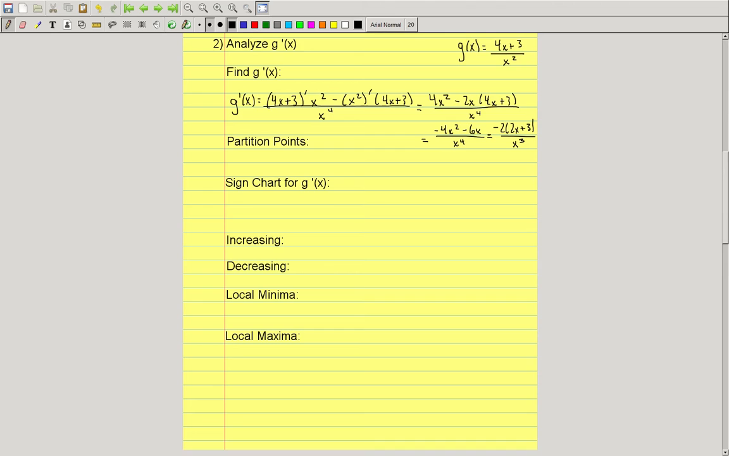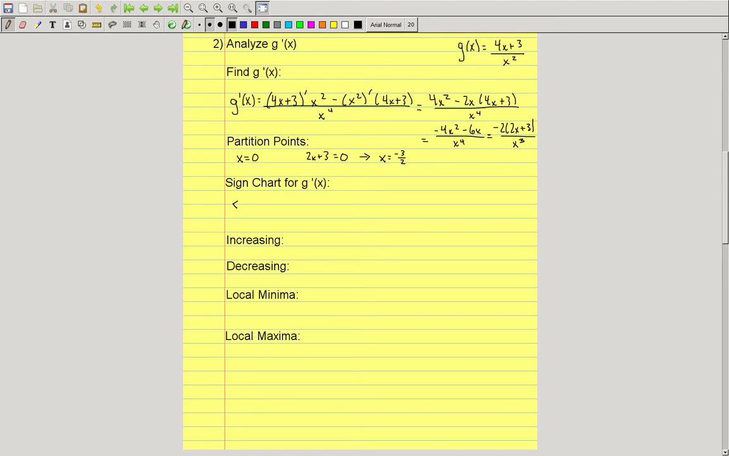All right. Now we want to calculate our partition points, and we see that the denominator is equal to 0 when x is equal to 0, and our numerator is going to be equal to 0 when this factor is equal to 0. So this gives us that we want x equals negative 3/2.